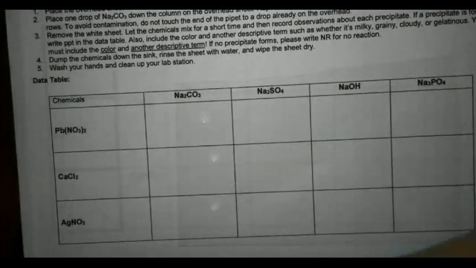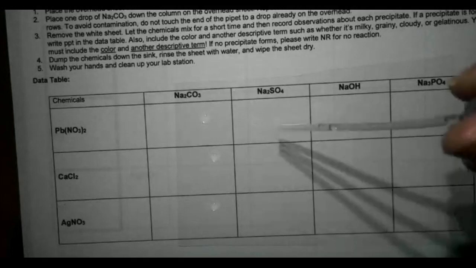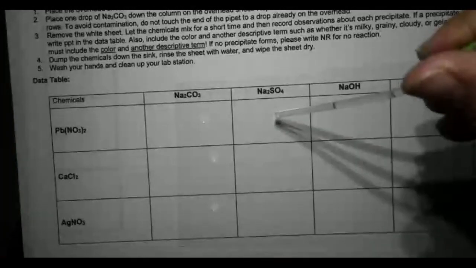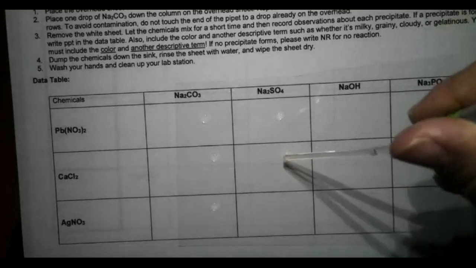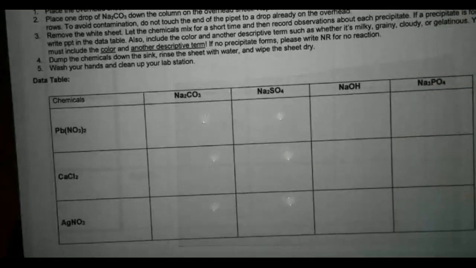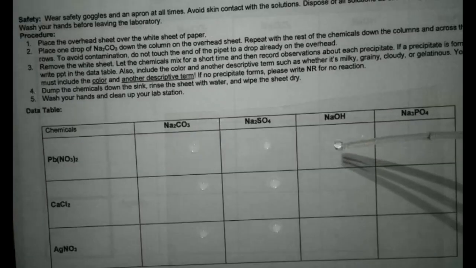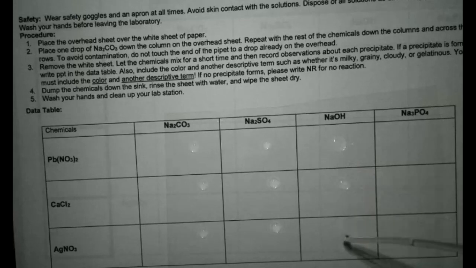in each cell going down. Do the same thing with Na2SO4. Next I have NaOH. And then I have Na3PO4.